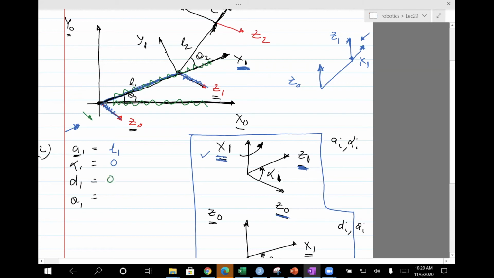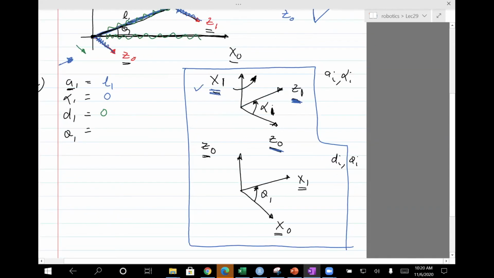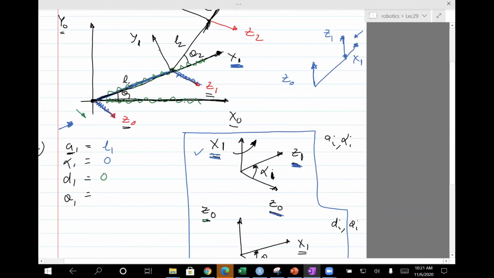Finally, we need to find the angle between x0 and x1 measured along z0. So that's basically the angle you need to rotate x0 to x1 along z0. If x0 is this way, x1 is that, and z0 is here, then this is the angle which you'll rotate through.